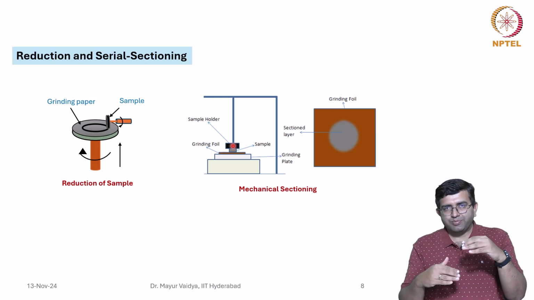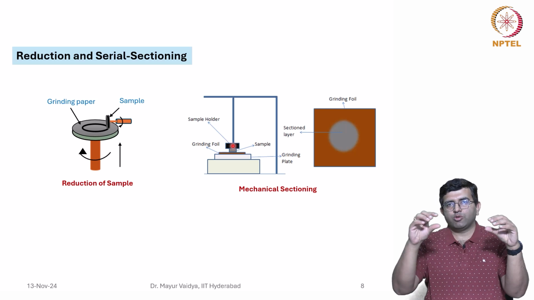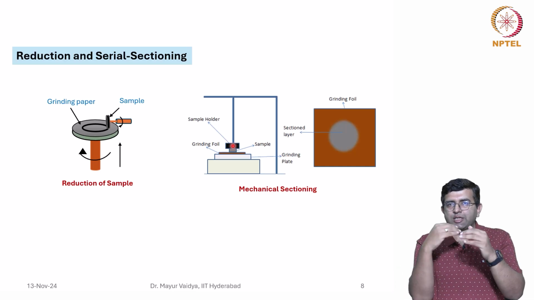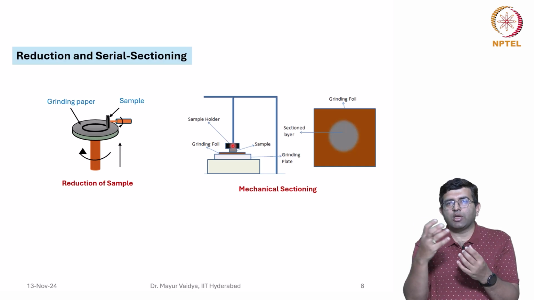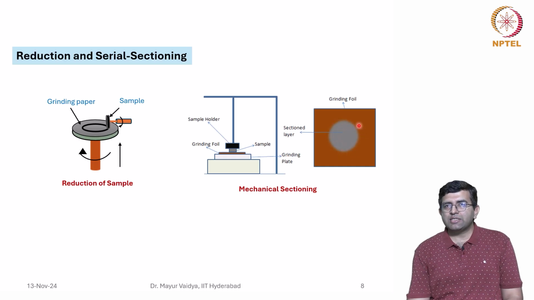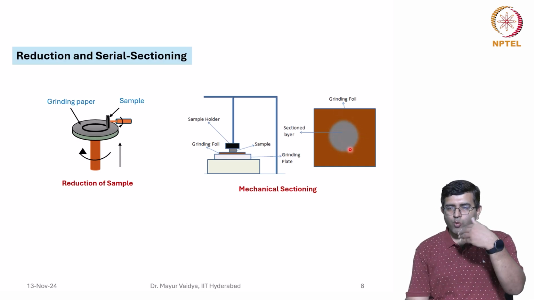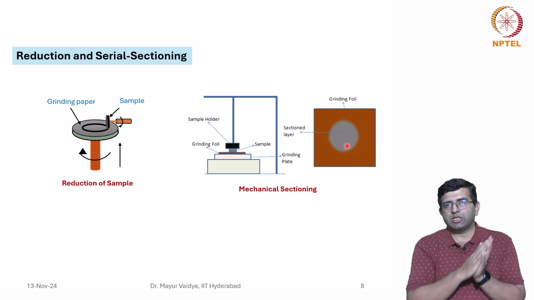As you go more and more deeper into your sample, you may want to make thicker sections, and that is where you can increase the rotation speed, or you can put more weights on the sample. After the grinding is done, you can see here the residue is collected like this, the section layer is collected like this, and this grinding foil is then folded and put into the appropriate vial, which is then taken to be measured in the detector.